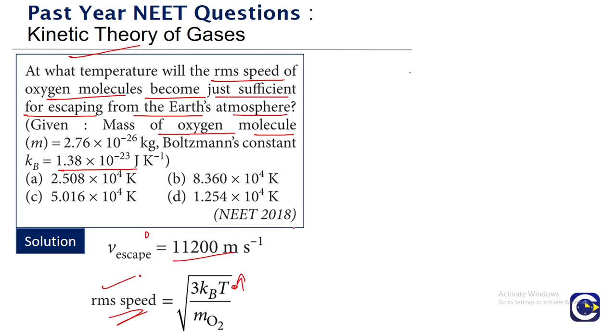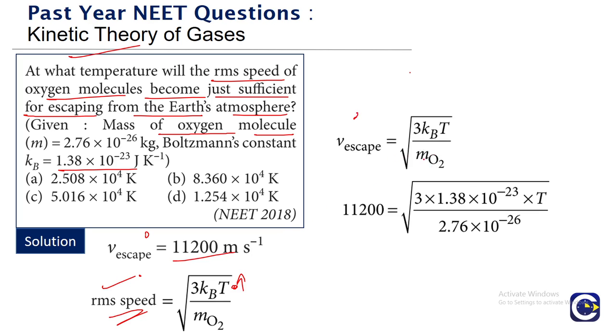So we look at it, what is the temperature required? So we have to simply equate escape speed or escape velocity is equal to what? Root 3 times kb into T by the mass of the oxygen molecule. So just substitute 11,200 on the left hand side is equal to what? Root of 3 into kb is what? 1.38 into 10 power minus 23 joule per Kelvin into temperature. So this temperature is going to be coming in the units of Kelvin, divided by what is the mass of the oxygen molecule. Everything here is in the SI system.